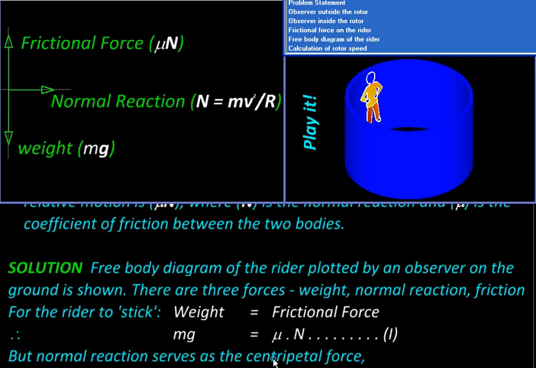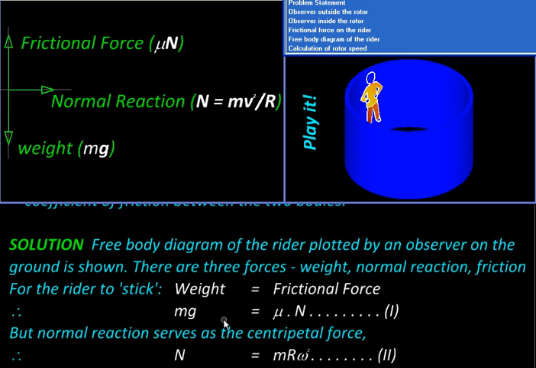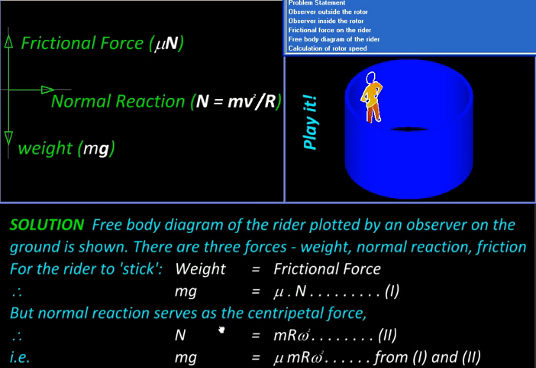Now the normal reaction is serving as a centripetal force, and the expression for centripetal force is m r omega square. There are three expressions: m v square upon r, m r omega square, and m v into omega. We use them depending upon what is given, what is to be found, and so on. Okay, so this normal reaction N is equal to the centripetal force. We can substitute this value of N from this second equation into the first equation, thereby getting mg equal to mu into N. N is m r omega square.